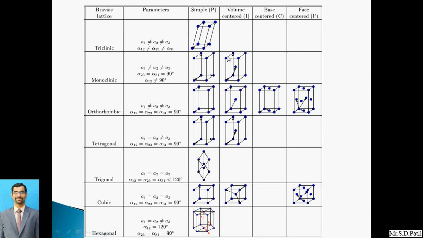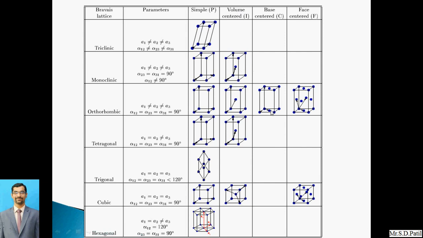Now what is the meaning of volume centered? Just try to understand. Here you can see the 4 points, 1, 2, 3, 4, and again 1, 2, 3, 4, situated at the corners. So it is called a simple point. Now in this particular figure, these 4 points are situated at the corners, and again in this volume centered one more point is there, situated at the center of this particular rectangle. That's why it is called volume centered.